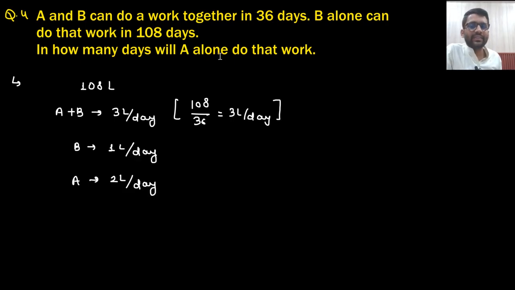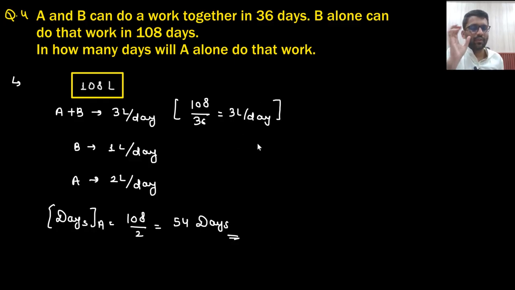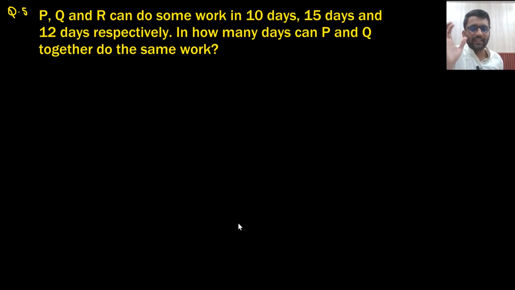Now in how many days will A alone do the work? So what was the work? The work was eating 108 laddu, and A is eating 2 laddu per day. That means how many days would A take? In one day he is eating 2 laddu. He needs to eat 108 laddu. So 108 by 2, that means 54 days A will take. That's it. This is the answer. So this is the simplest way of solving a problem. Just take the LCM.